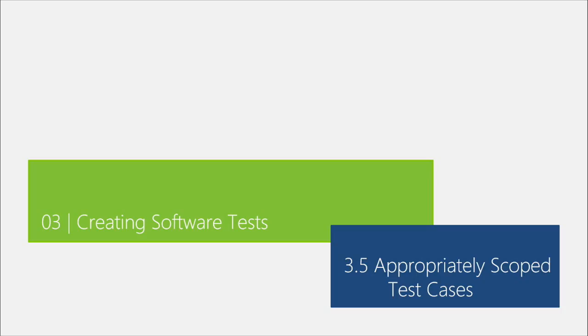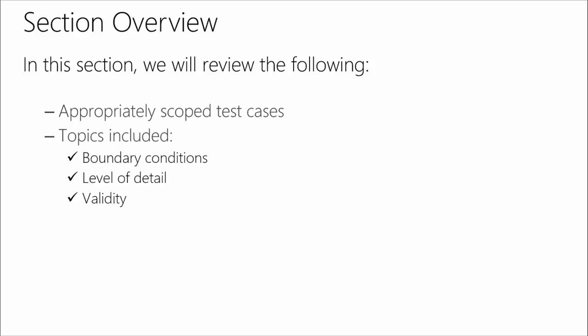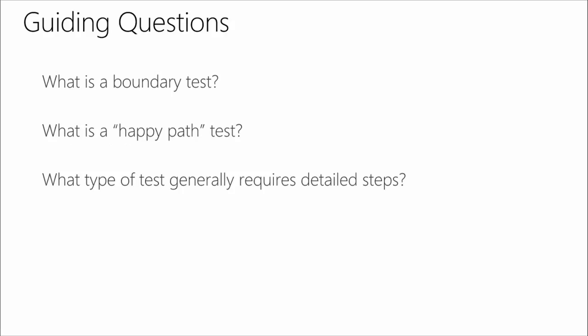Let's move to 3.5, which is the appropriately scoped test cases. In this section, we will review appropriately scoped test cases. We'll talk about boundary conditions or bounds, as you've put that before, Eric. We'll also talk about level of detail and validity.